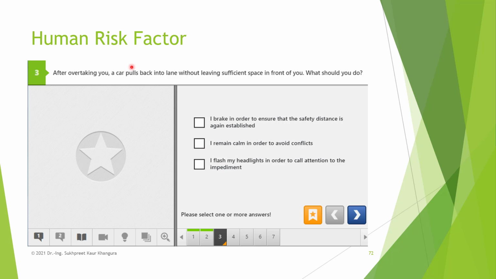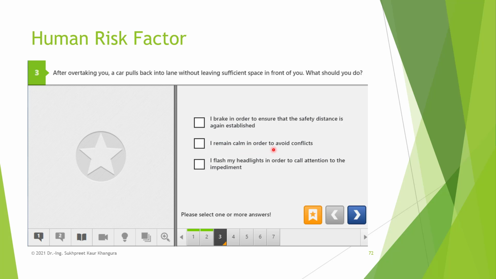After overtaking you, a car pulls back into a lane without leaving sufficient space in front of you. What should you do? So a car has overtaken you, and after overtaking, there's not enough space between the car and you. What should you do? I brake in order to ensure that the safety distance is again established. So normally, if you are driving within the city, where the speed range is 50 km per hour, it is mandatory to have a safety distance of 15 meters. Yes, the first step you're going to do, you're going to apply the brakes so that there can be a sufficient safety distance between your car and the car in front of you that has overtaken you.